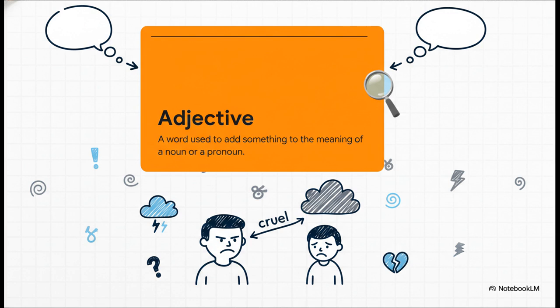Well, the easiest way to think about it is that it's a describing word. Its main job is to tell us something more about a noun or a pronoun. For example, if I say a cruel master, the word cruel is describing the master. It's adding to the meaning.